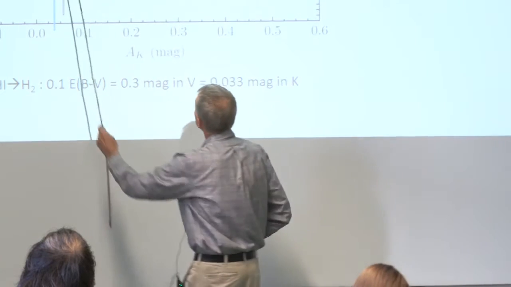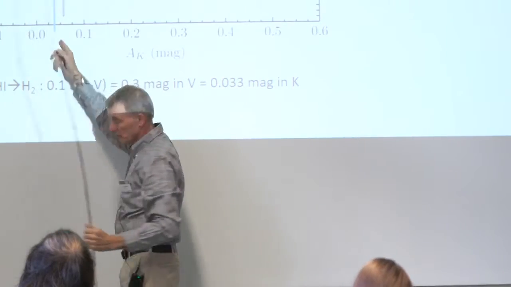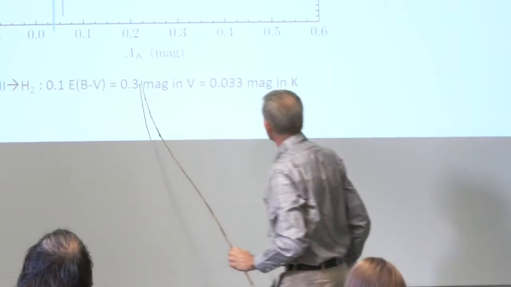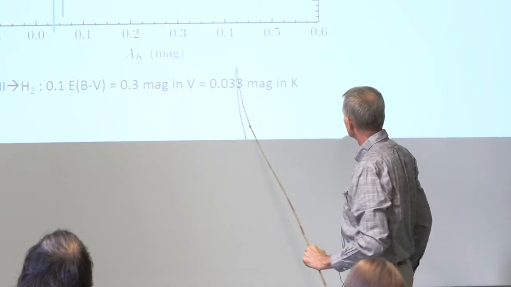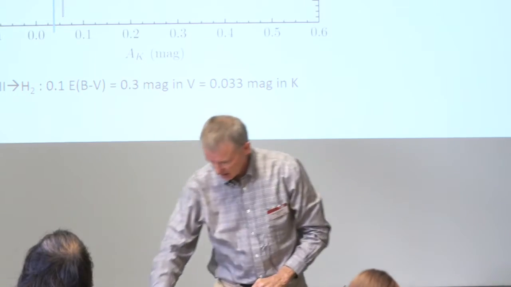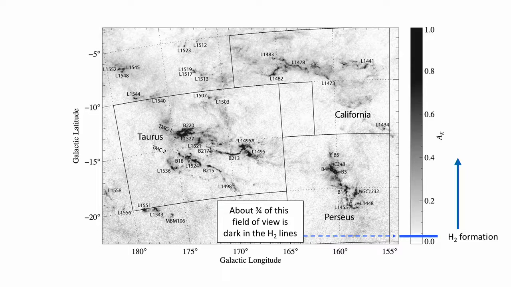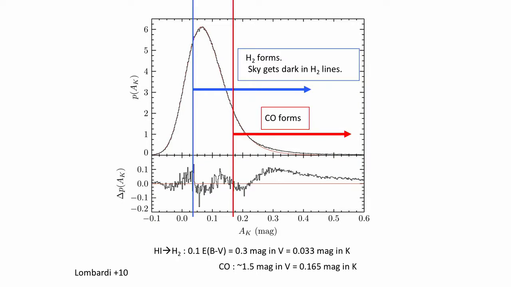And that threshold for H2 formation is right here, 0.033 magnitudes in K band. So where is that on this map? It's way down here. So virtually everything here is H2 rich. Whereas CO takes about a magnitude and a half, so the CO transition is here. So where is that? That's mostly these darker regions. So this is CO, H2 everywhere, this is CO around here.